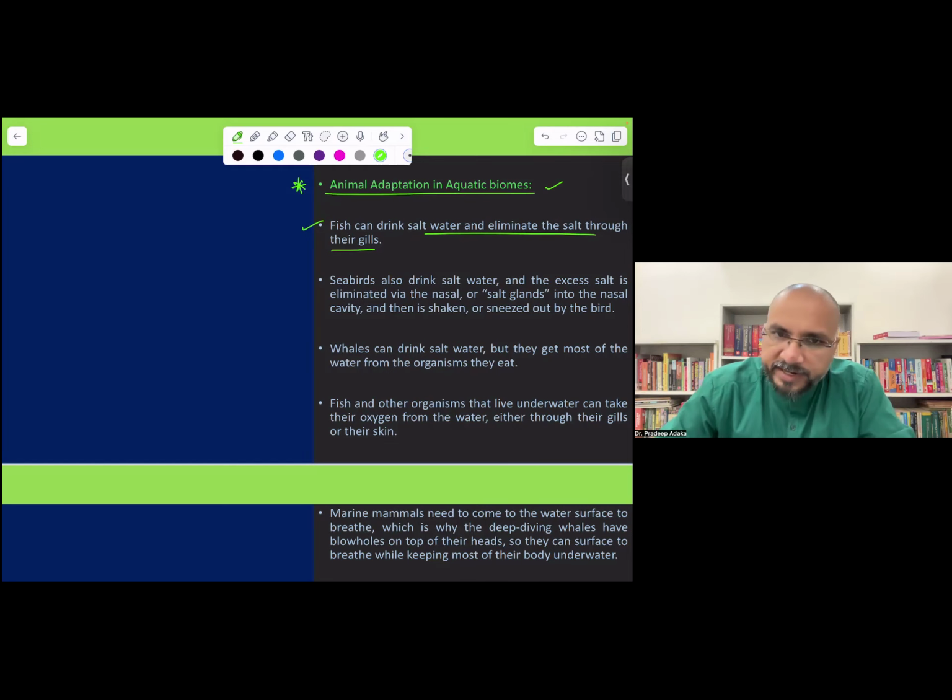Seabirds, so the birds that feed on seafood, they fish in the ocean. So seabirds also drink salt water, and the excess salt is eliminated via nasal or salt glands into the nasal cavity, and they will shake it away. So salt crystals will be formed and the crystals will fall off. So they eliminate excess salt. So they have some mechanism to regulate the salt concentration.